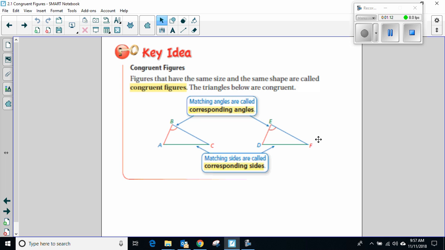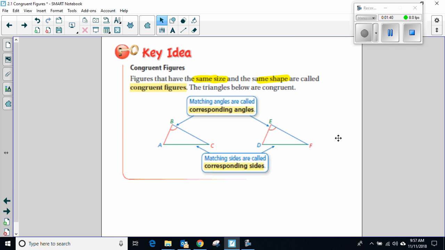Okay, a key idea for section 2.1 is on congruent figures. The definition, I'd like you to go ahead and write this down in your spiral. Congruent figures are figures that have the same size. I'm going to go ahead and highlight that because that's really important. They have the same size if they're congruent and the same shape. So the same size and same shape makes them congruent figures. Let's take a look at an example below.